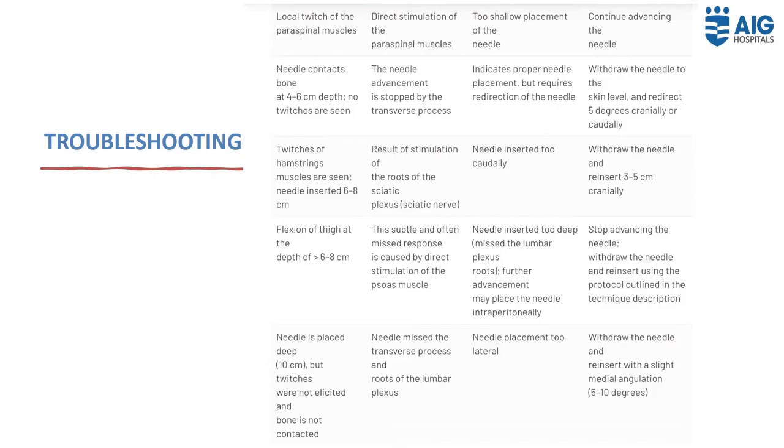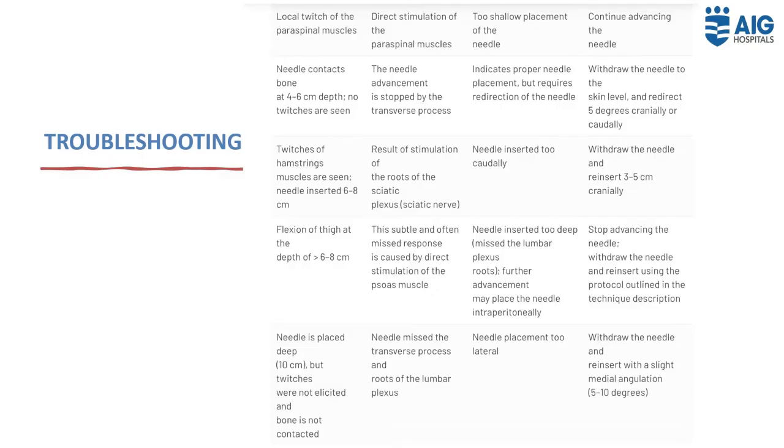If hamstrings show twitches, then it is because of stimulation of the sciatic nerve, in which case the needle is too caudal. Withdraw the needle and reinsert 3 to 5 centimeters cranially. If the thigh is flexed, it can be a missed response because of direct stimulation of the psoas muscle. It means the needle is too deep. Stop advancing the needle, withdraw, reinsert again.